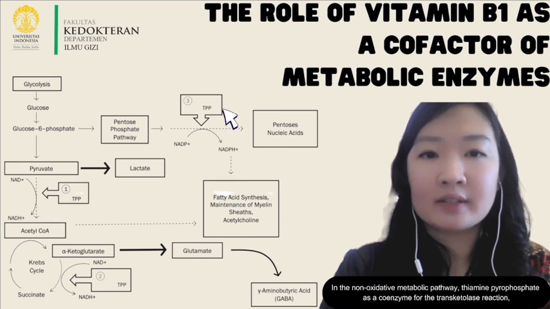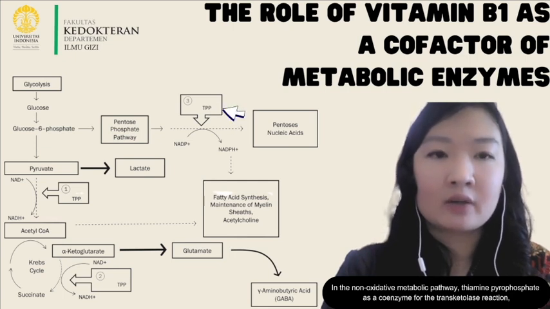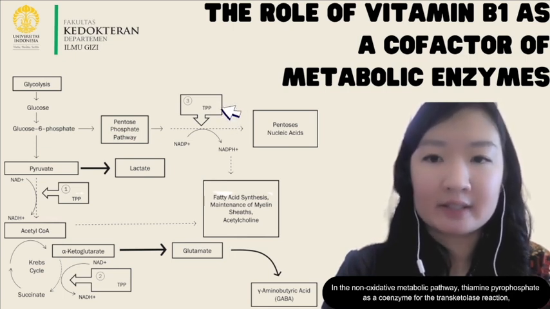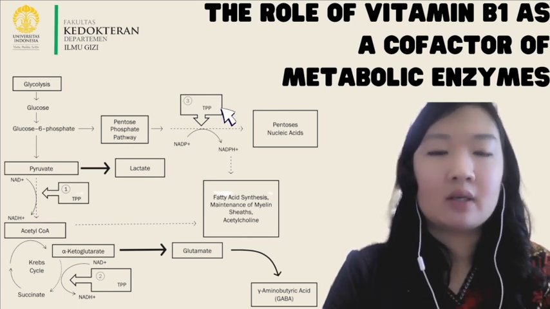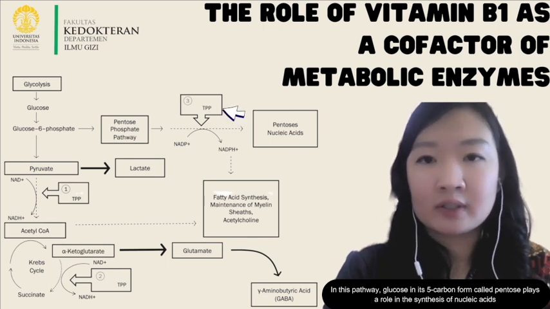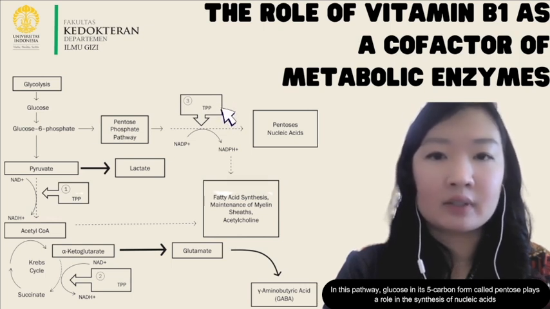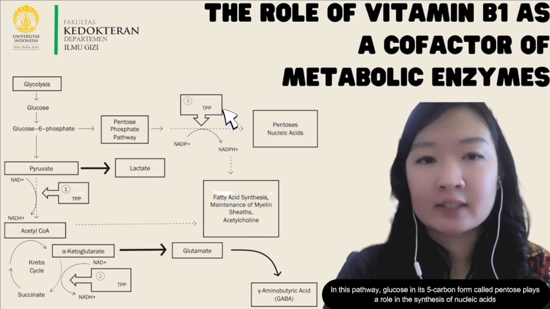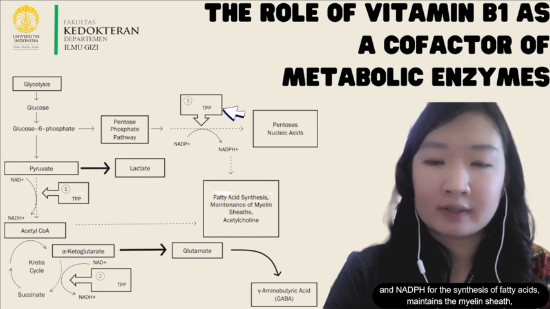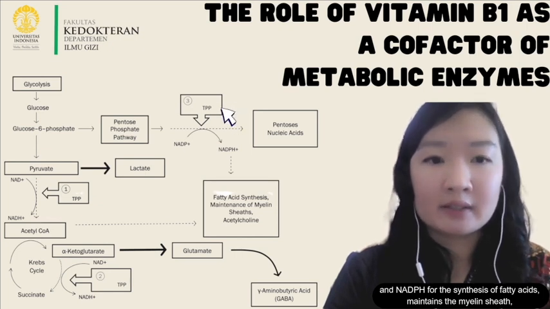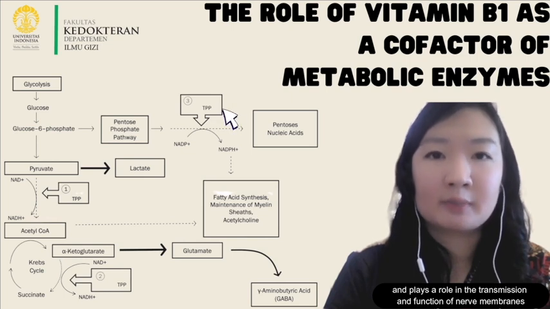In the non-oxidative metabolic pathway, thiamine pyrophosphate is a coenzyme for the transketolase reactions, which is found in the pentose phosphate pathway. In this pathway, glucose in its 5-carbon form, called pentose, plays a role in the synthesis of nucleic acids and NADPH for the synthesis of fatty acids, maintain the myelin sheaths, and plays a role in the transmission and function of nerve membrane.